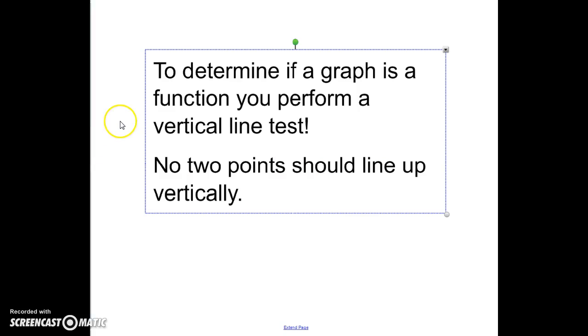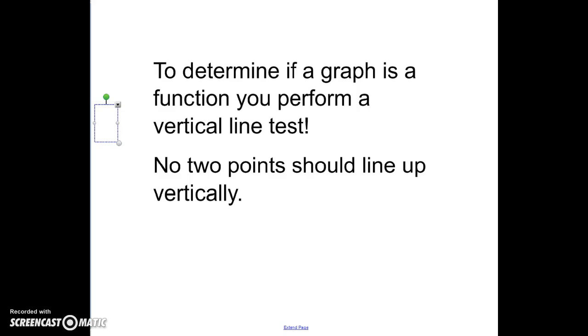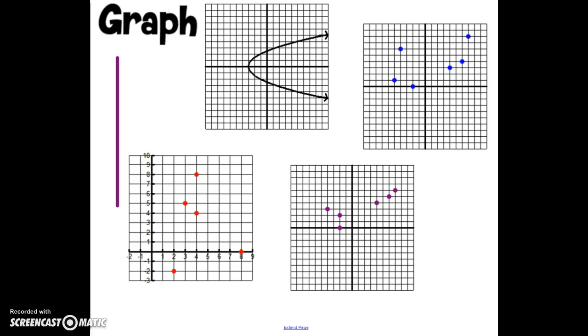So moving straight forward, to determine if a graph is a function, you perform a vertical line test. No 2 points should line up vertically. So you're going to fill this in at the very top. You do a vertical line test. So we have some graphs here for you to practice with. If I take a vertical line and I put it anywhere on the graph, it should only cross through 1 point. This line is always crossing through 2 points, so that means it's not a function.